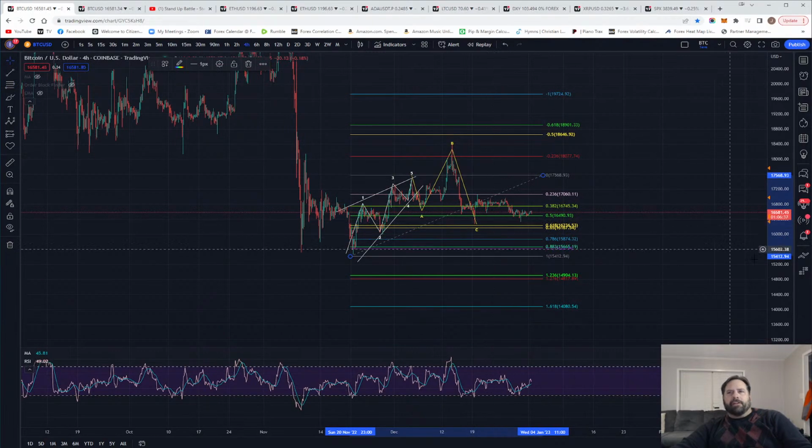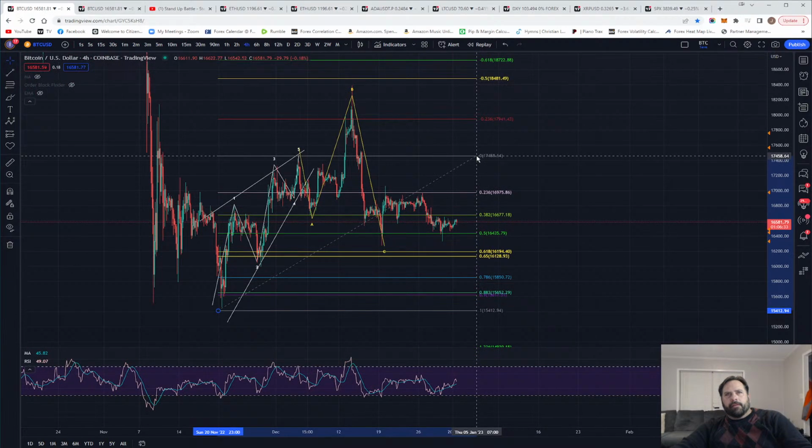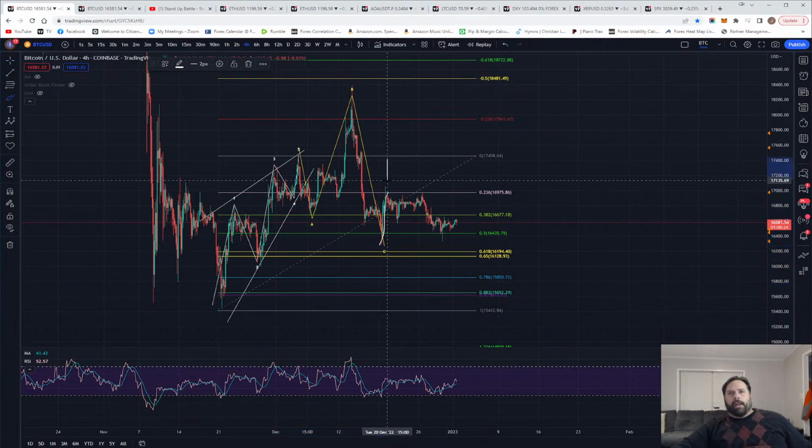Okay, it almost tagged. Let's see if I can get this. It almost tagged the 618. It came down to the 50. It wicked through it and reversed. Okay, and then what do we got? We got a 1 wave, followed by an elongated 2 wave.